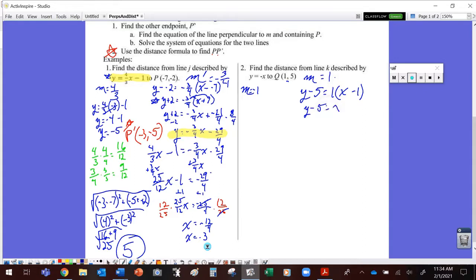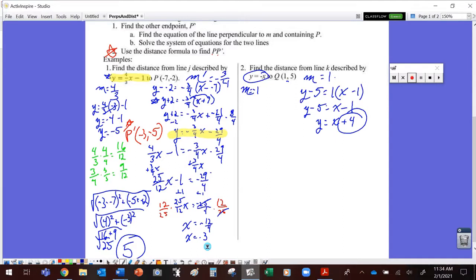1 times x is just x, minus 1 times 1 is 1. We'll add that 5 to both sides, and we'll say y equals x plus 4. Now, I'm well aware someone is going to say the distance between these 2 points, we can stop right here, is going to be 4. Because this one is just y equals the opposite of x, and this one is y equals x plus 4.